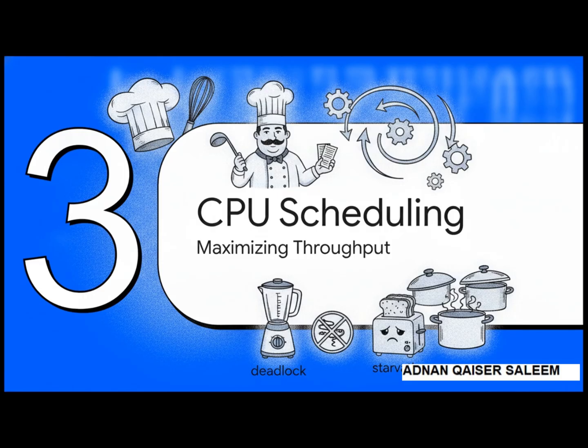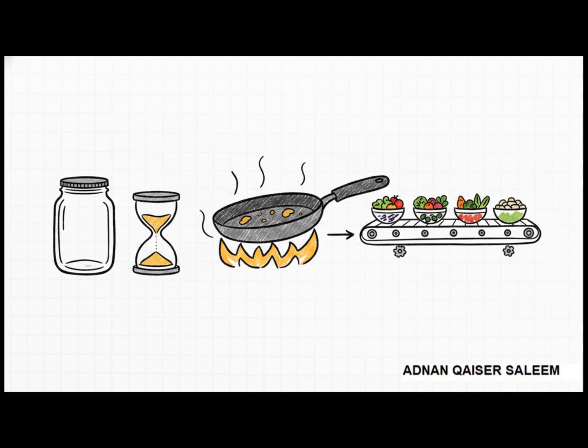Section 3. CPU Scheduling Algorithms, Maximizing Throughput. You can think of the CPU like a master chef in a crazy busy restaurant, and the OS is the head waiter constantly organizing the order tickets to totally eliminate deadlock and starvation. To pull this off, processes are constantly swapping between three specific states. They are either running, meaning they currently have the chef's full attention, blocked, meaning they're waiting for ingredients like a file download to finish, or they are ready to run, just sitting patiently in the queue.